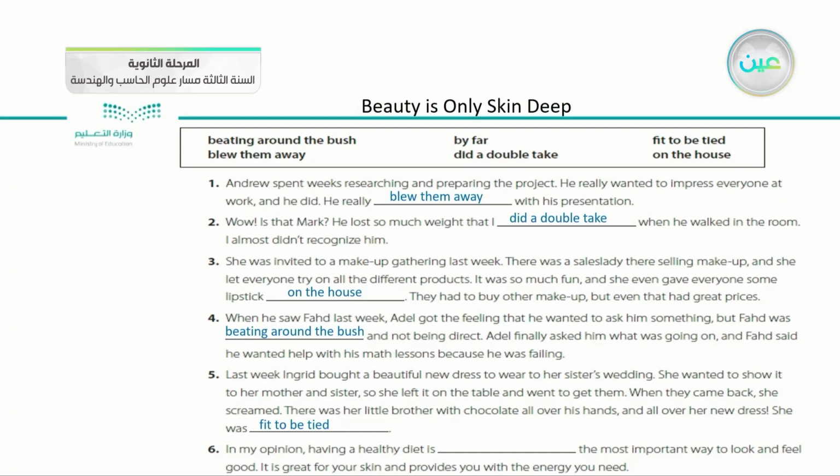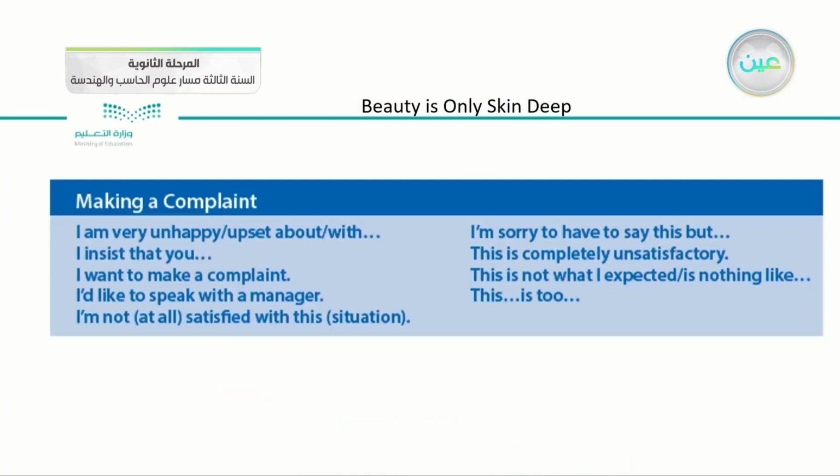And the last one is, in my opinion, having a healthy diet is the most important way to look and feel good. It is great for your skin and provides you with the energy you need. And this one is by far. So now we have answered together all these sentences, and we use the right expressions in each blank. Now let's go to the last part in our lesson today.